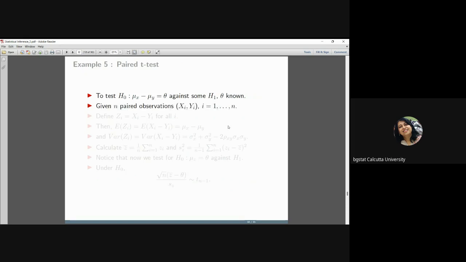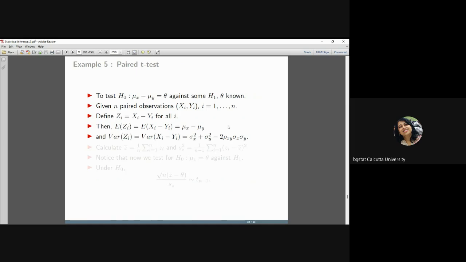So here we want to test mu x minus mu y. The difference is that I'm going to define a new random variable. So I'm going to define z as the difference between x and y. So note for the previous example, testing that the mean height of brothers is equal to the mean height of sisters is the same thing as saying the mean height of the difference in heights between each brother-sister pair is 0. So that is what I'm going to do.